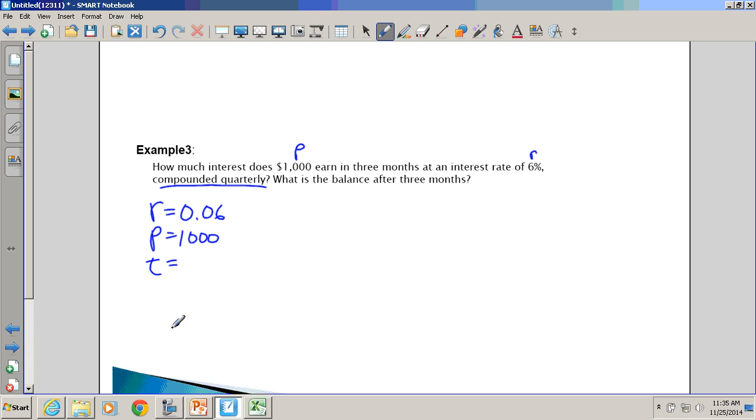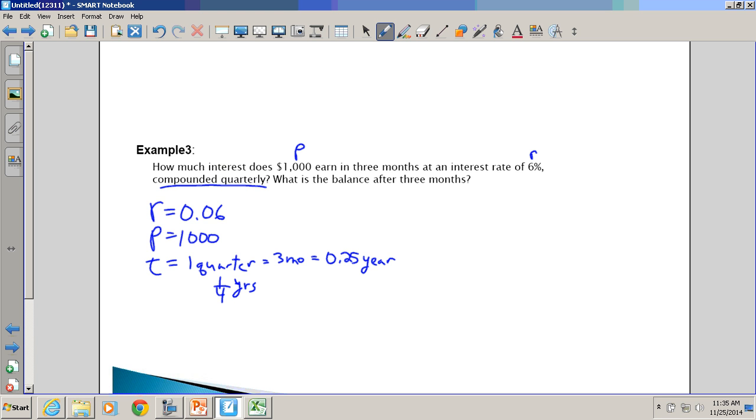Time is going to be 1/4, which is 3 months. So 1/4, a quarter of a year, is equal to 3 months, which is equal to 0.25 years. Okay. You could also think of that as a quarter of a year is 1/4 of a year, which is 0.25 years. Okay. So now I have my time.